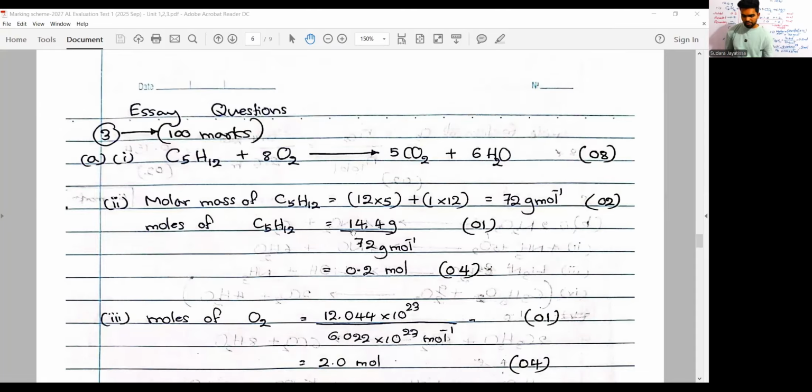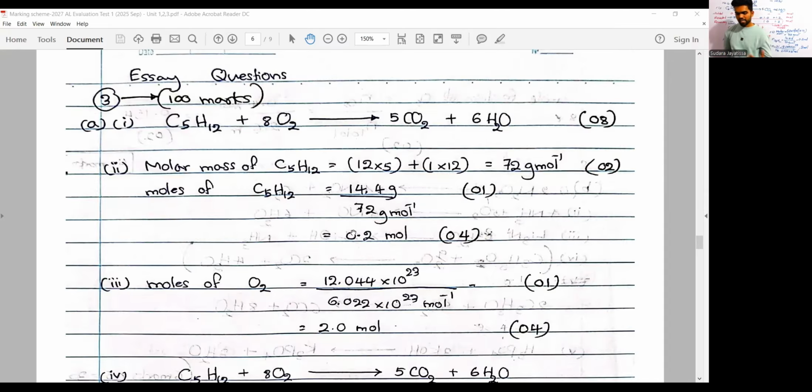Then for the division, 1 mark. For the answer, 4 marks. So study the marking scheme, right? You have to write like this. This is a model question. In the A-level exam also, you need to meet the same standard.